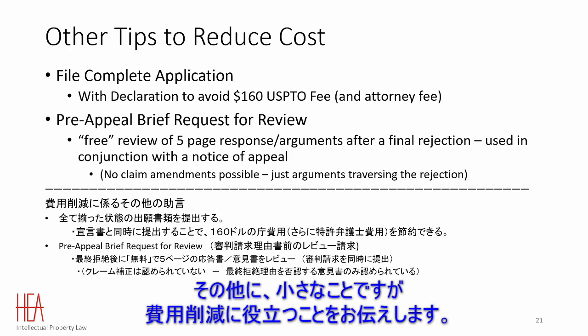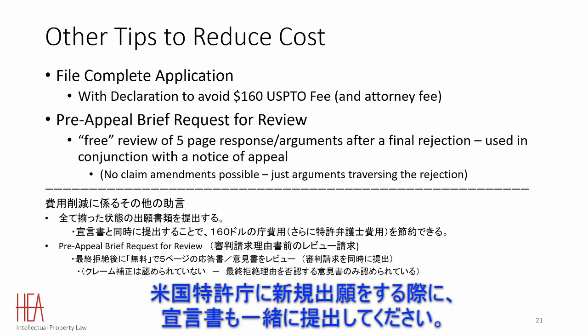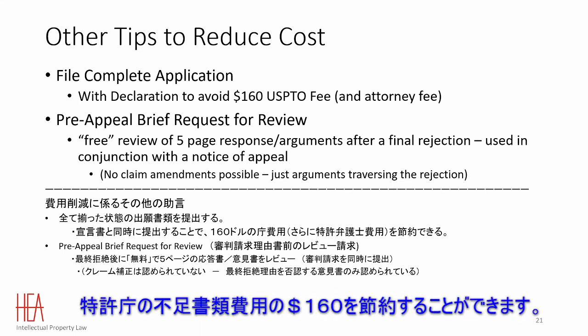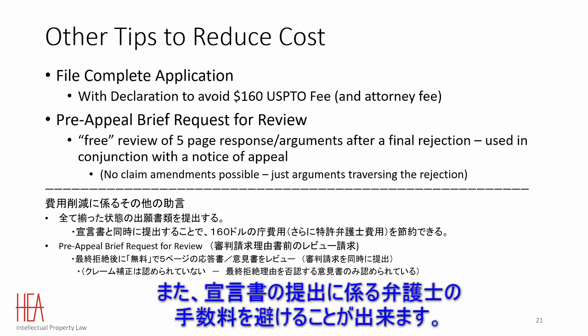Finally, some other tips to reduce cost. These are kind of minor things, but it could be helpful. When we file a new application, file it with the declaration. We can avoid a USPTO fee of $160 for a late filing of the declaration, and you can avoid the attorney fee of having to file the declaration a few months later.